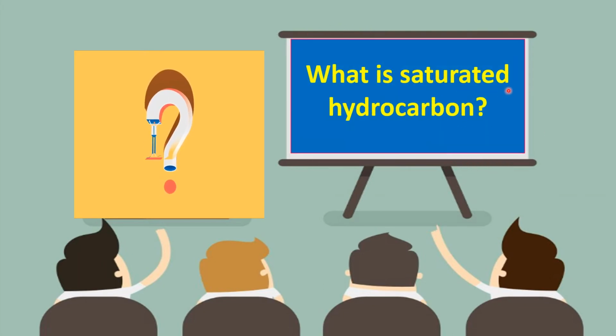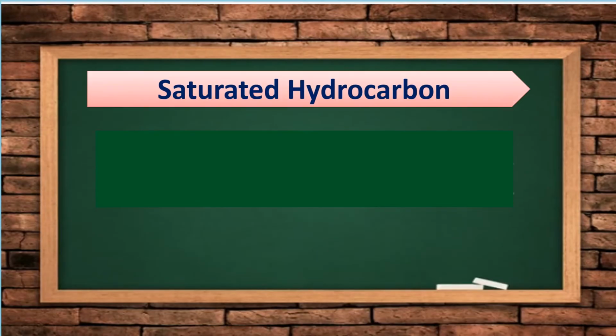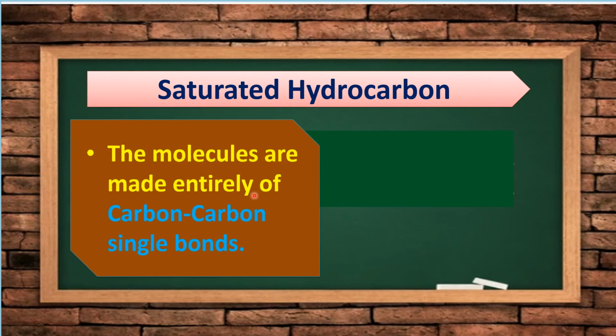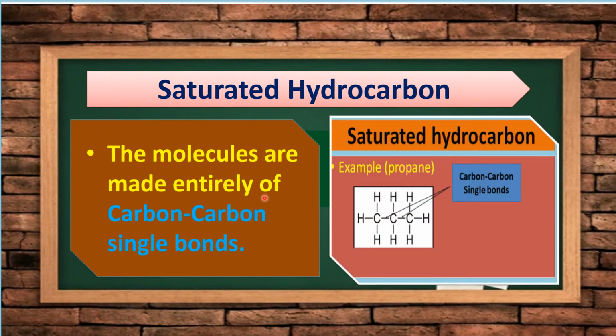So what do you mean by saturated hydrocarbon? Saturated hydrocarbons, the molecules are made entirely of carbon-carbon single bonds. Okay, so there's only a single bond between the carbons. For example, this one. So this structure is propane. Then it has a single bond in every carbon. So this is what we call a saturated. Again, there's only single bond of a carbon.